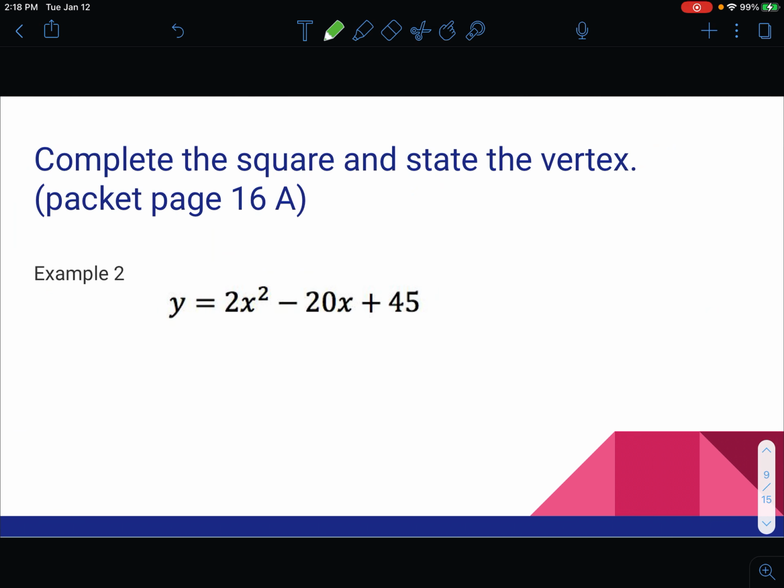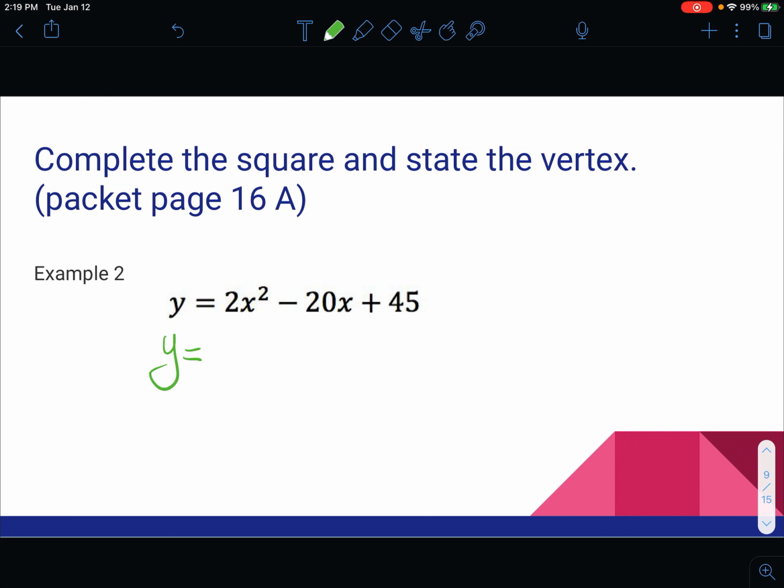All right, let's take a look at one that does not have an a value of 1. This is actually in your packet, page 16, there's A through D. There's 4 to try. So let's do this first one together, and then you can either go along with me and do the other ones, or you can check the key that I'm going to post in your classwork folder.